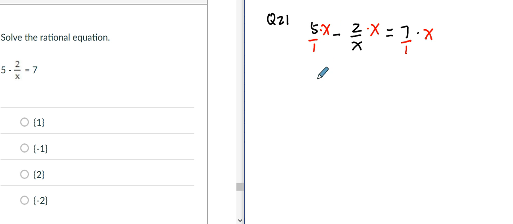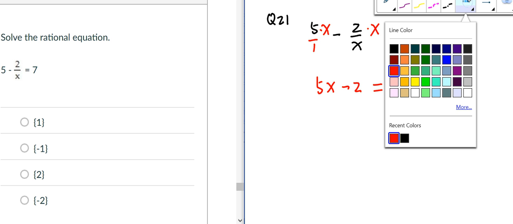So you have a 5x for the first term. Second one, x cancelled. You have a 2. And then on the right-hand side, you have a 7x. And how easy this one looks. Very easy.